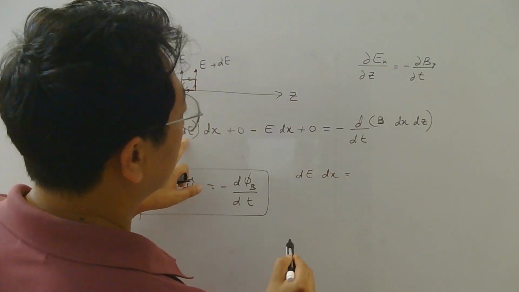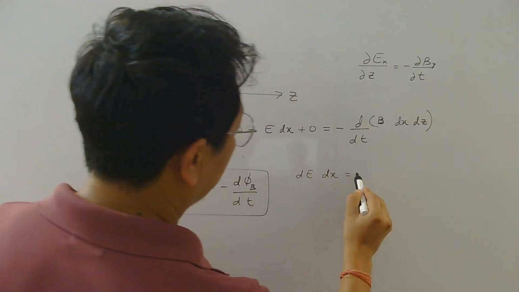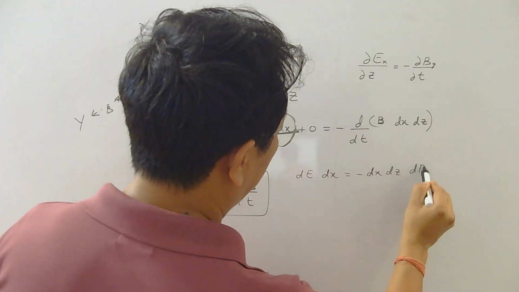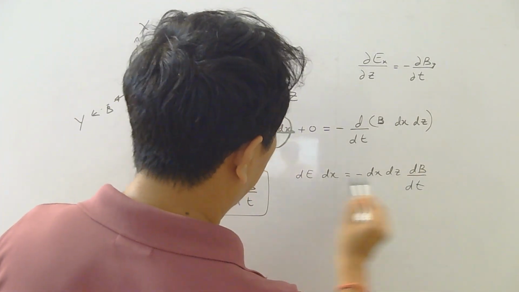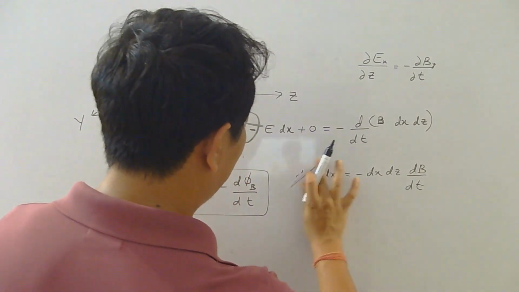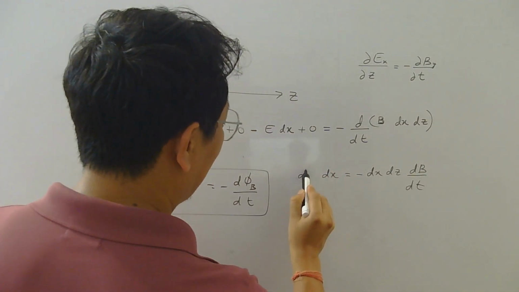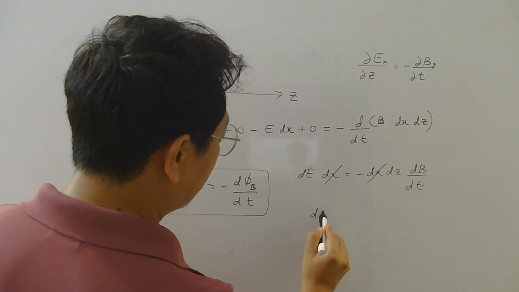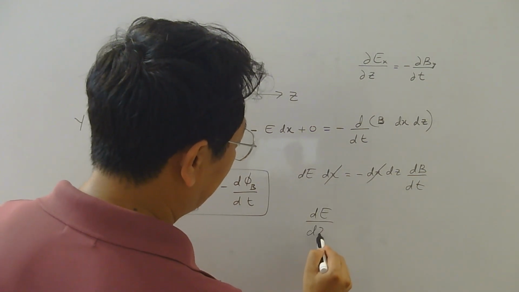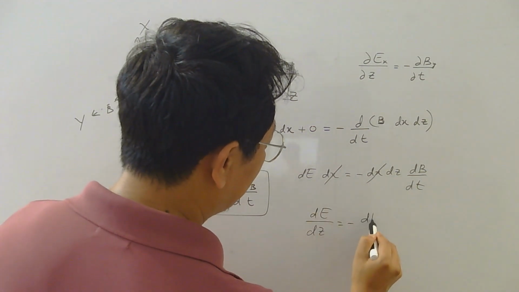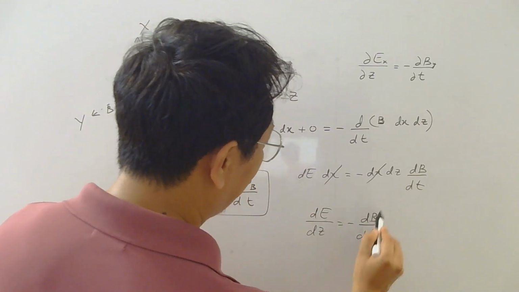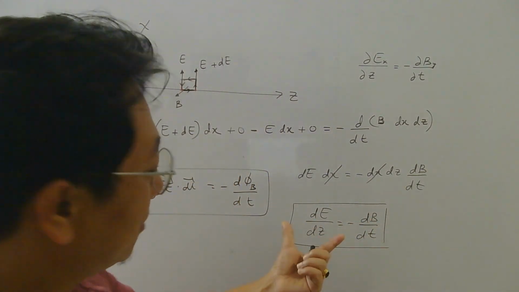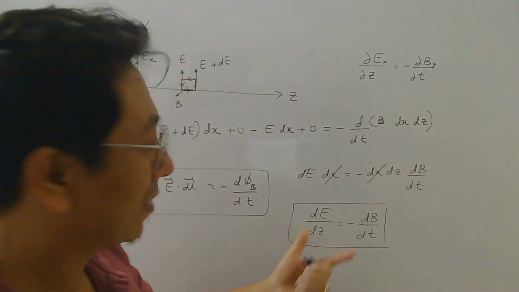That will be equals to, this area is fixed, so I can take dx dz outside. I am left with dB by dt. I lose dx, and therefore if I bring dz this side, I'll get dE by dz is equals to minus dB by dt. So this is how we can write the differential form of Faraday's law.